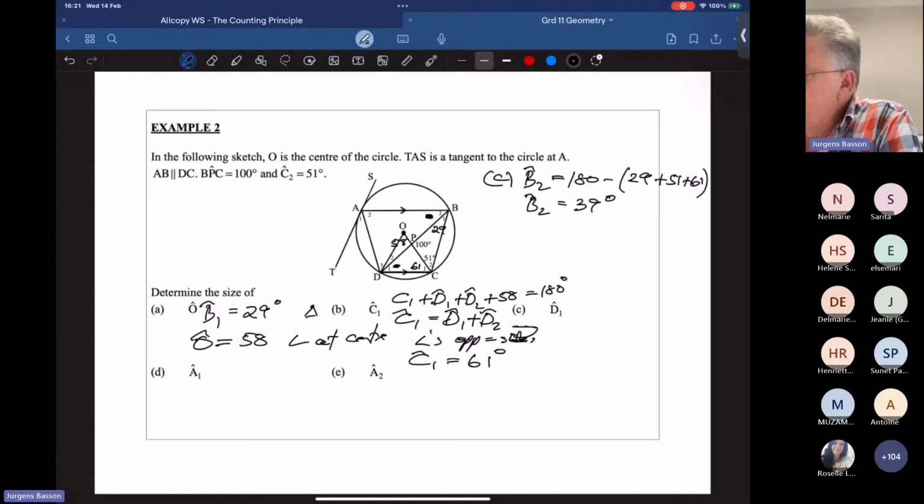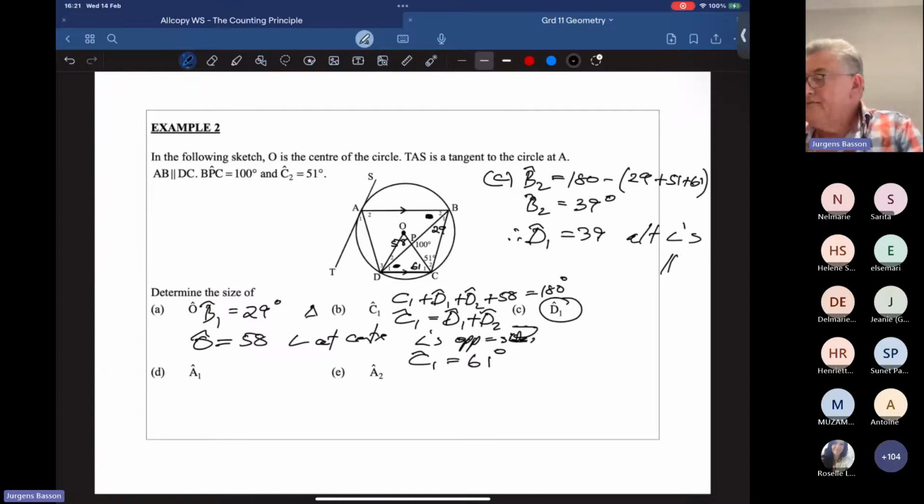The question was not B2, the question was to find D1. But B2 and D1 are the same. So that means D1 is 39, and that is alternate angles. And we must mention the parallel lines. All right, so 3 down.